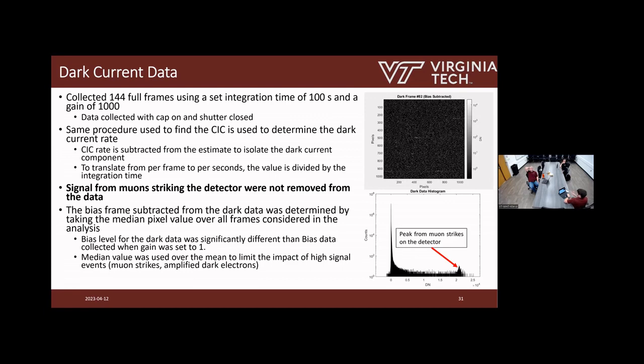So what we can actually take a look at here before moving on is if we look at the histogram for our dark data, we see our large peak here. That's the read noise and most of our dark current. But then we also see a second peak. This is where the muon strikes are saturating those pixels. You can see that effect in the histogram.